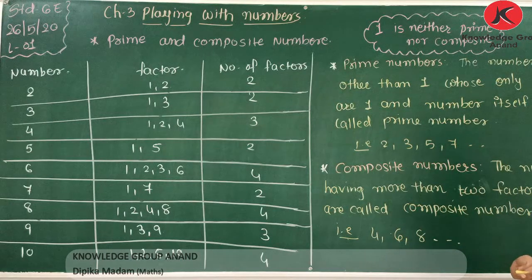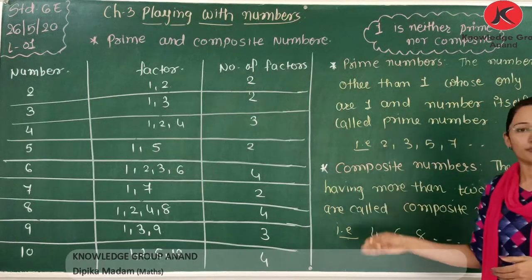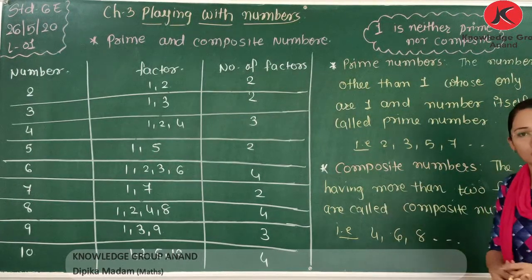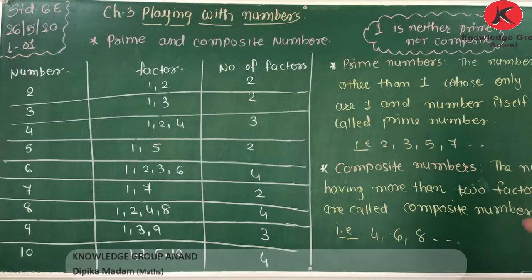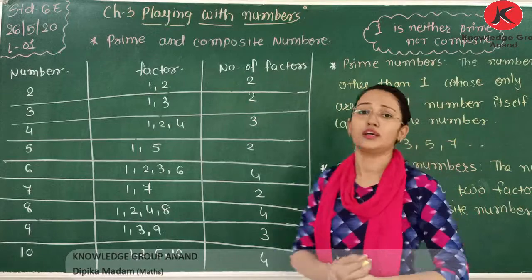Now in this table you learn that some numbers have 2 factors and some numbers have more than 2 factors. Some numbers have 3 factors, 4 factors. If you write the numbers after 10, 11, 12, 13 also, and if you write the factors of 12, 13, 14, then you get different numbers.